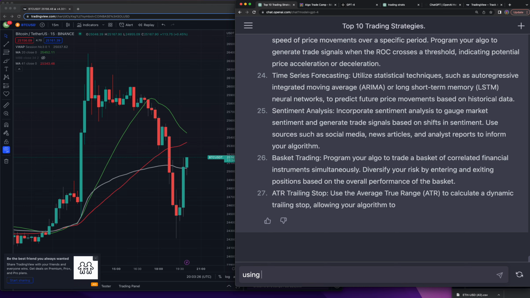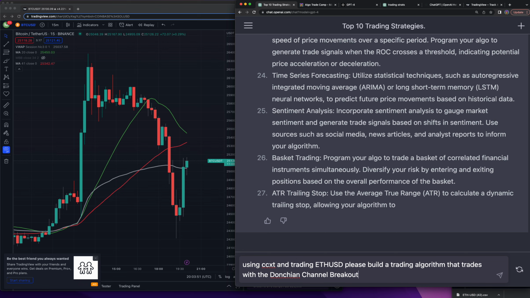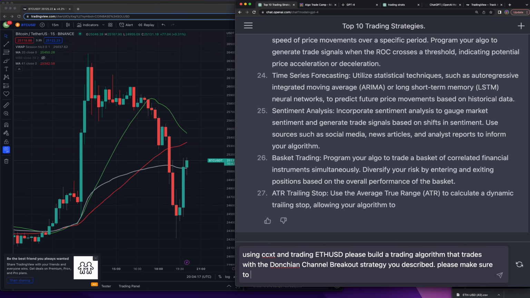Okay, so let's say, using CCXT and trading ETH USD, please build a trading algorithm that trades with the Donchian channel breakout strategy you described. I can't type today for some reason. So using CCXT and trading ETH USD, please build a trading algorithm that trades with the Donchian channel breakout strategy. Please make sure to have a take profit and a stop loss.